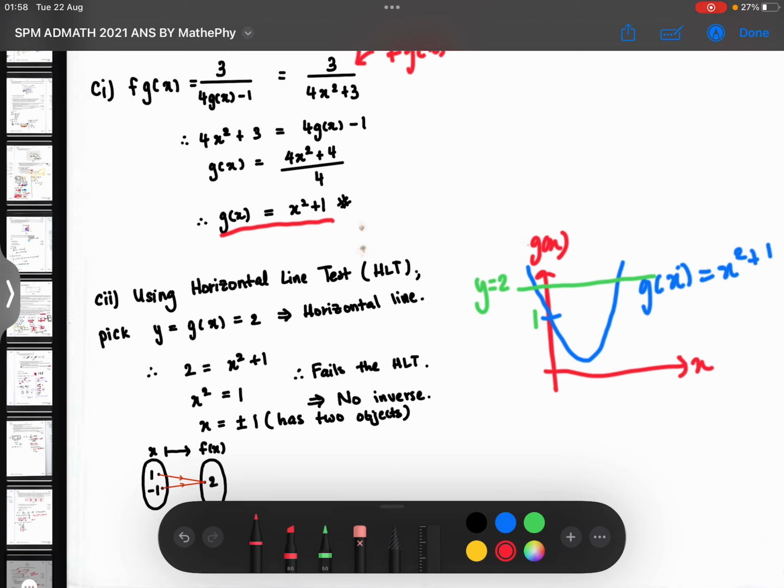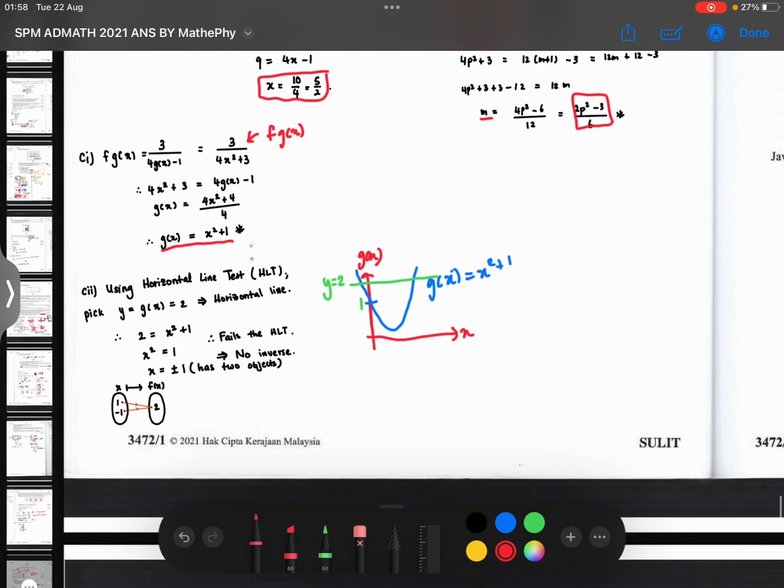In that case, the function fails the horizontal line test, because it has two objects for one image, which is a many-to-one relation. In this case, it has no inverse because it fails the horizontal line test. As simple as that.